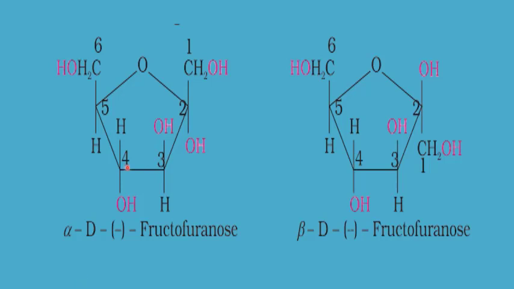The Haworth structures of fructose are given here. So this is a furan oxygen. With respect to this oxygen, this is the C1 carbon, 2, 3, 4, 5 and this is 6. Here in the alpha isomer, the CH2OH is present above the plane of the furan ring, whereas in the beta isomer, the CH2OH is present below the plane of the furan structure. Therefore, this is alpha D-fructofuranose, and this is beta D-fructofuranose.